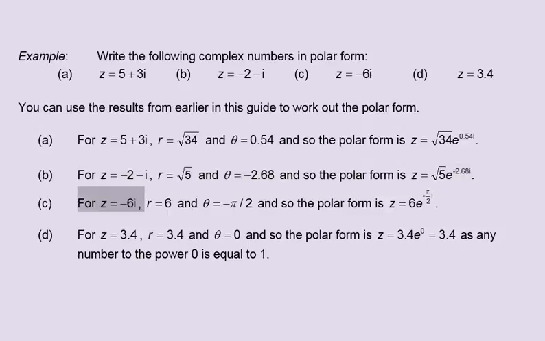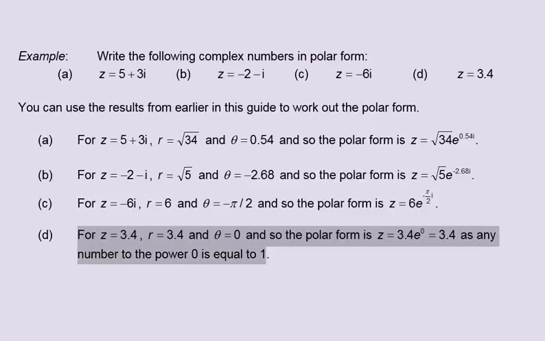C. For z equals minus 6i, r equals 6, and theta equals minus pi over 2. And so the polar form is z equals 6 multiplied by e to the power minus pi over 2 i. D. For z equals 3.4, r equals 3.4, and theta equals 0. And so the polar form is z equals 3.4 multiplied by e to the power 0, which equals 3.4, as any number to the power 0 is equal to 1.